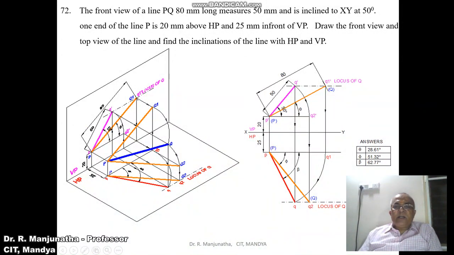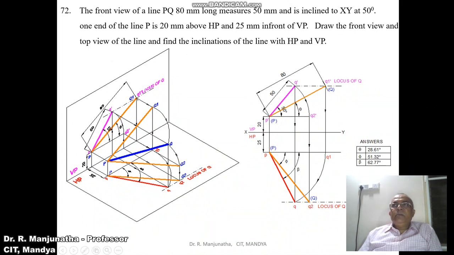So you mark this point as capital P and capital Q in bracket, and then show the dimensions of 20, 25 and the front view length, which is 50, the inclination made by the front view, which is 50 degrees, and the true length line of 80 mm. Then show the true inclination with respect to HP as theta, with respect to VP as phi, and the apparent inclination with respect to VP as beta.